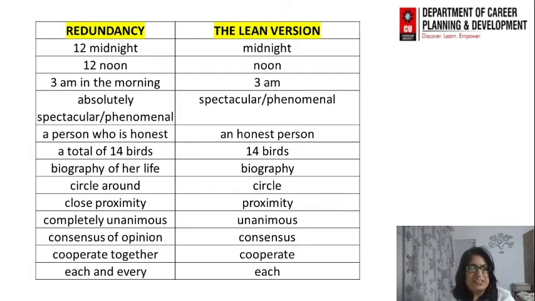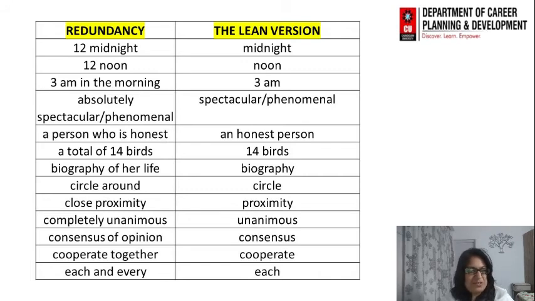12 midnight. The lean version of it is midnight, as in you have to say either midnight or 12 o'clock at night, right? 12 noon. So if you say noon, that obviously means 12 o'clock, right? 3 a.m. in the morning, or you can say only 3 a.m. That also works, but why do you have to say 3 a.m. in the morning? 3 a.m. means it is in the morning.